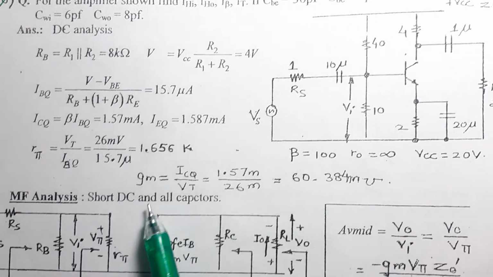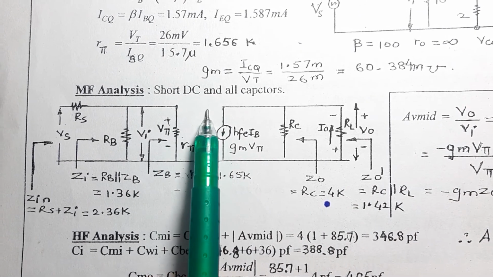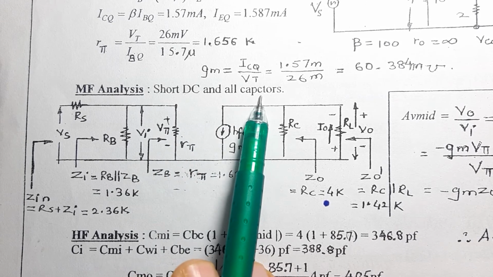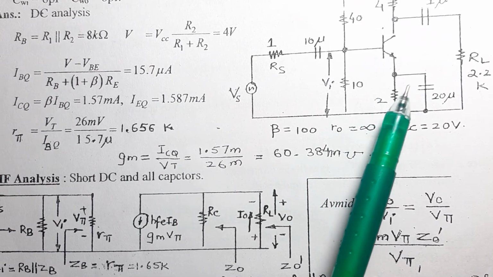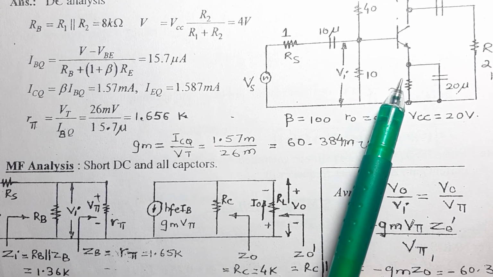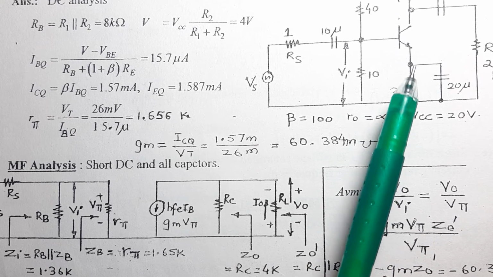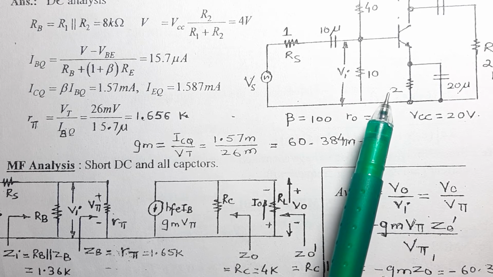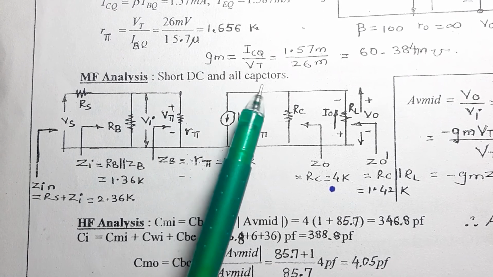Now the MF analysis. In MF analysis, as we had done in previous cases, we need to short DC and all the capacitors. Since the capacitor across RE was shorted, the RE resistance becomes bypassed. Hence you ask yourself, how many lines to be drawn? If your emitter is connected to ground for AC, then it should only have 3 lines. So over here for MF analysis, we have 3 lines present.